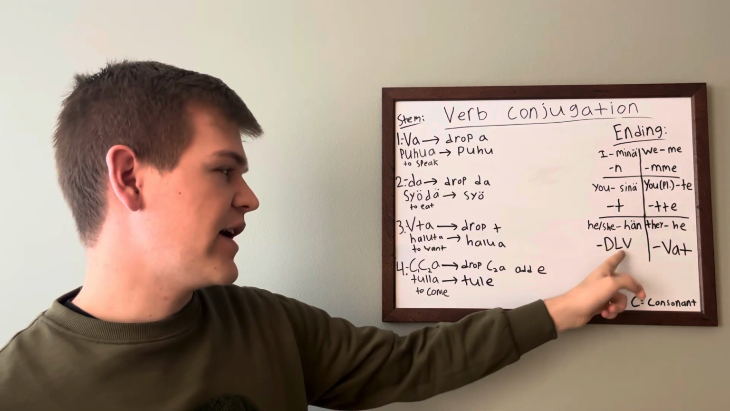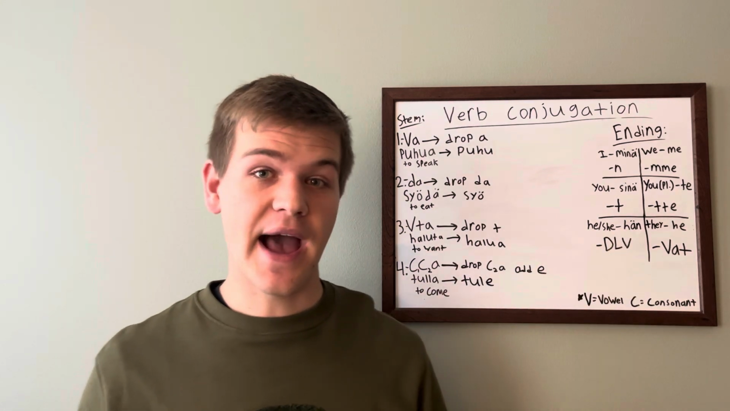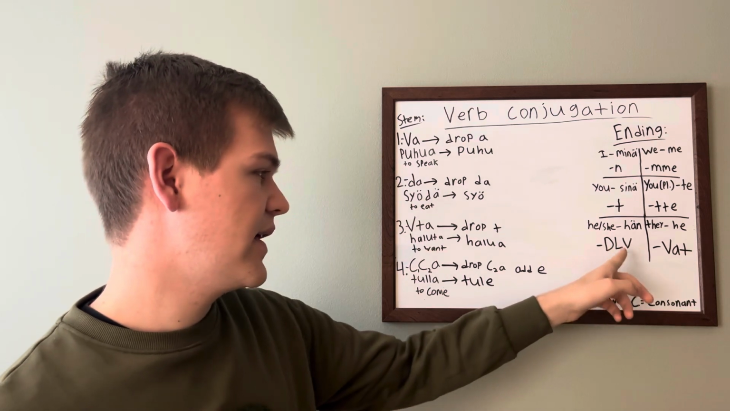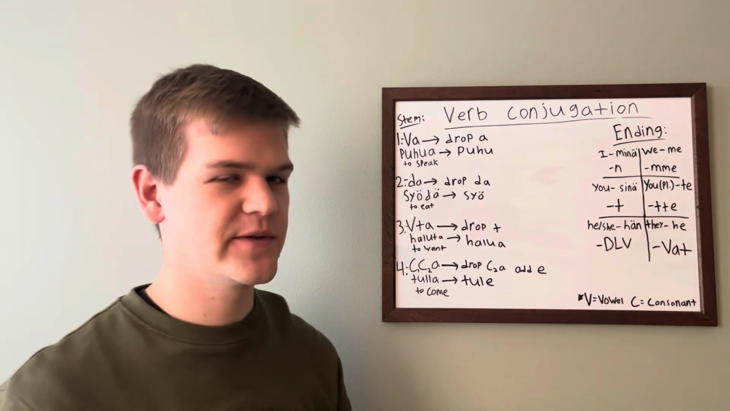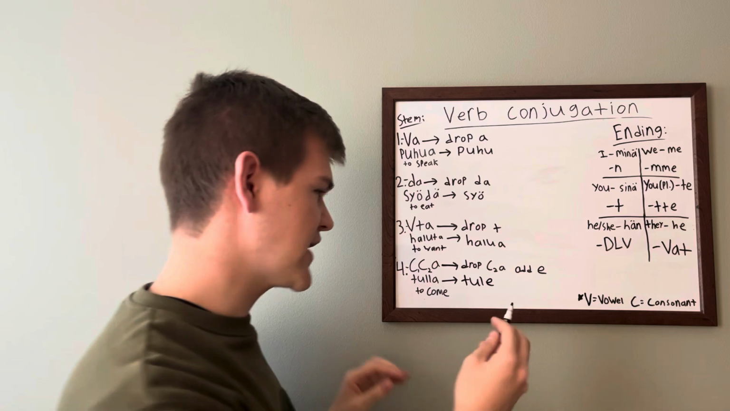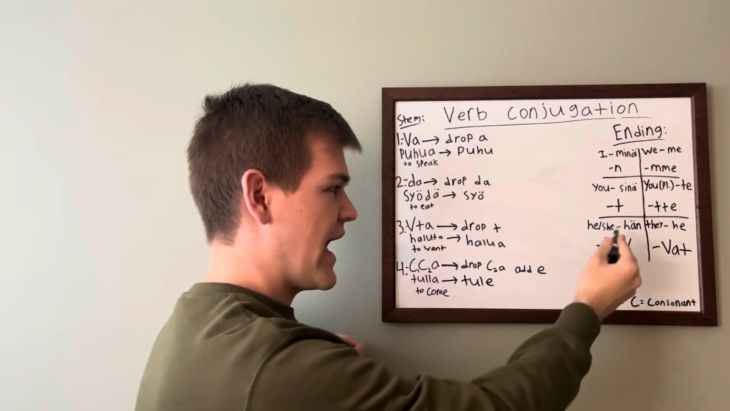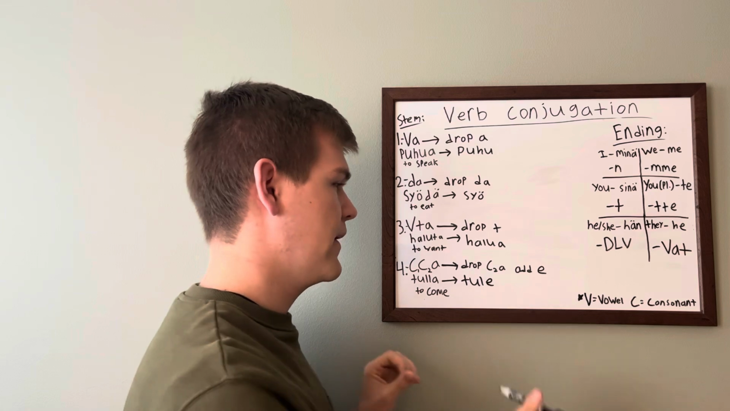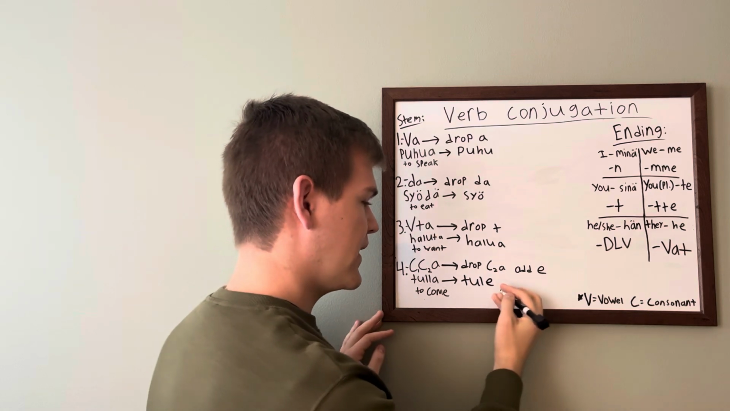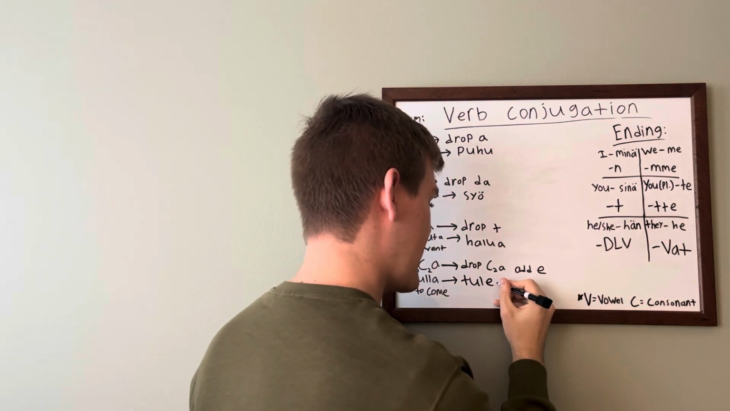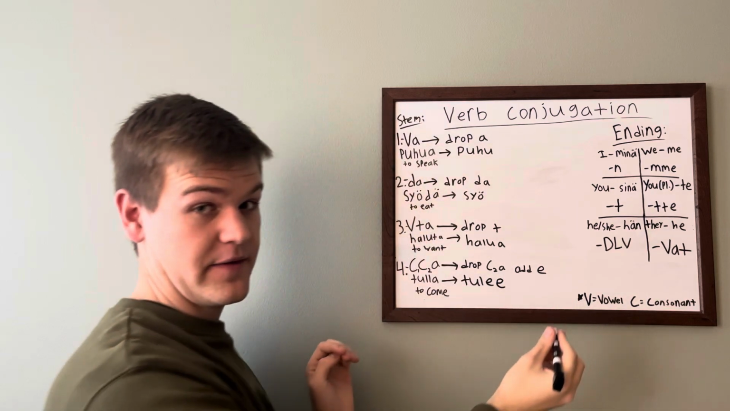This one I wrote DLV. These ones aren't the letters we add. This means double the last vowel. So what that means is we look at our last vowel on our stem here. Let's use tule for an example. If I want to say han tule, what I do is I look at this last vowel and I just double it. So I can say han tulee, for example.